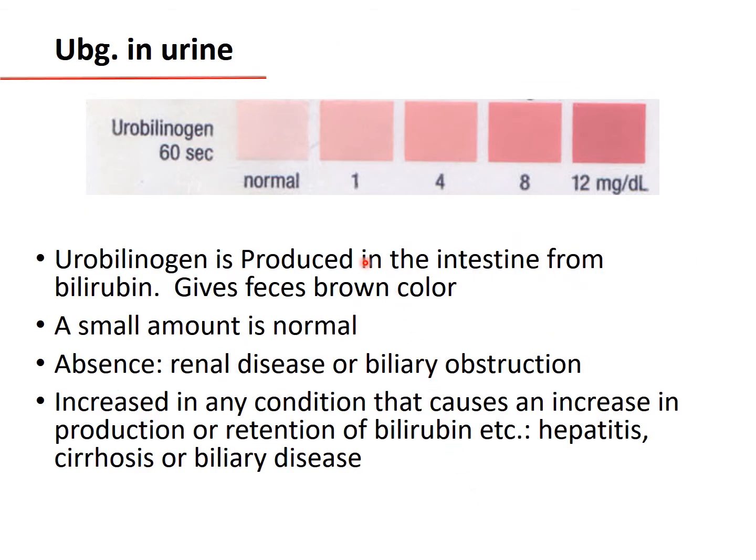The UBG, urobilinogen, in the urine. When we tested the liver function, we mentioned that urobilinogen is formed in the intestine, and that reflects the normal passage from the bile to the intestine, and that should normally occur in the urine. Absence can mean that we have a renal disease or a biliary tract obstruction. An increased urobilinogen could mean increased production or retention of bilirubin, such as happens in hepatitis or cirrhosis or biliary diseases.